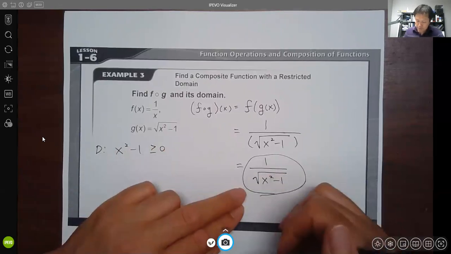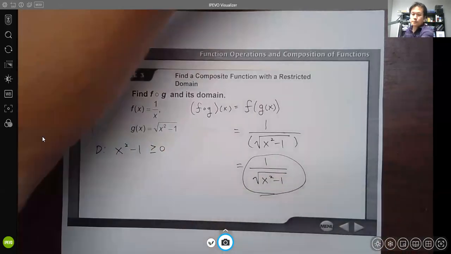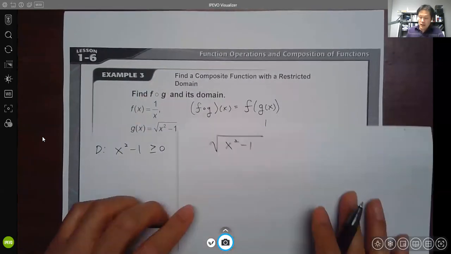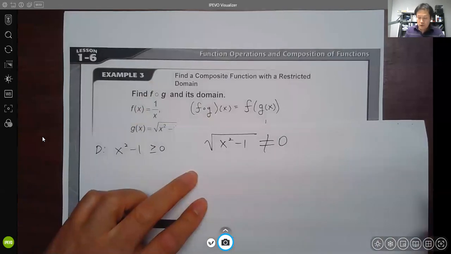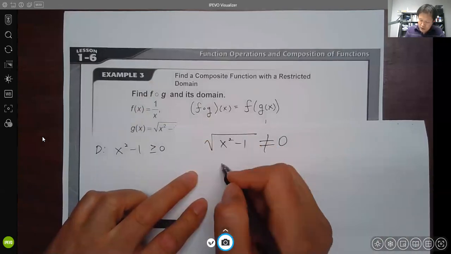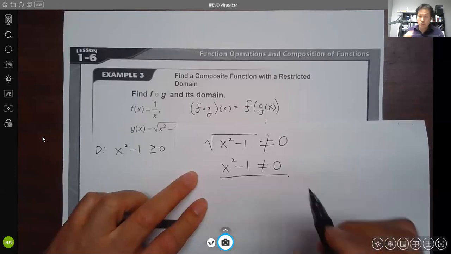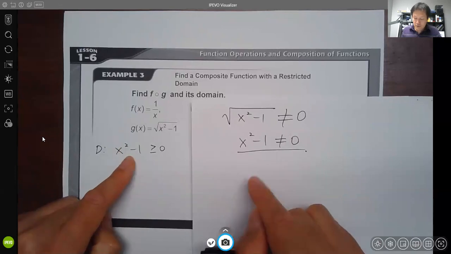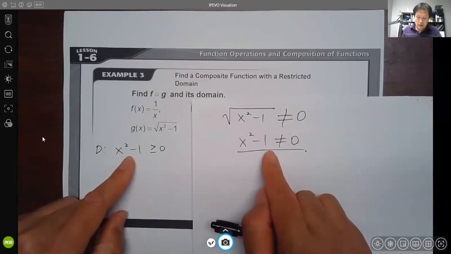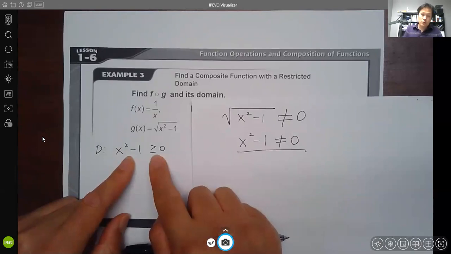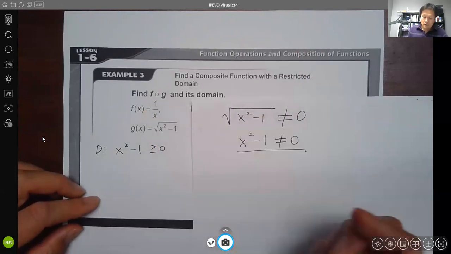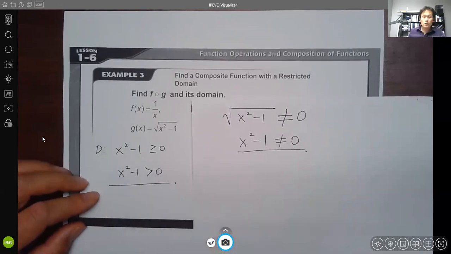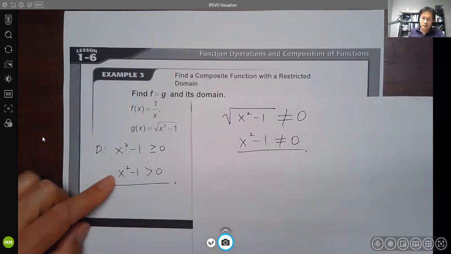So the denominator, which is the square root of x squared minus 1, cannot equal 0. Get rid of the square root. Square both sides. X squared minus 1 cannot equal 0. So right here, you have to satisfy this. So it cannot equal 0, so you have to take the equal sign off. So x squared minus 1 can be only greater than 0.